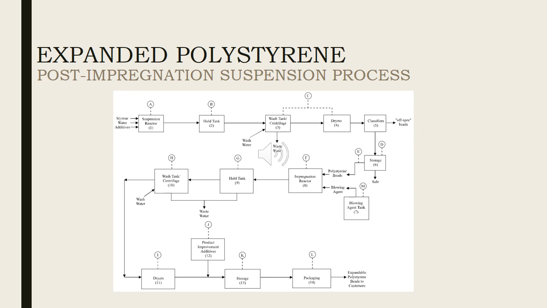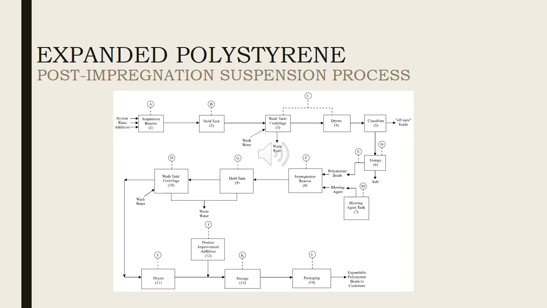In the first process line, raw styrene monomer is polymerized and a finished polystyrene bead is produced. Don't confuse, this is a solid transparent polystyrene bead. The second process line takes the finished bead from the first line, impregnates the bead with a blowing agent and produces a finished foamed polystyrene. The figure in the slide is a schematic representation of this process.